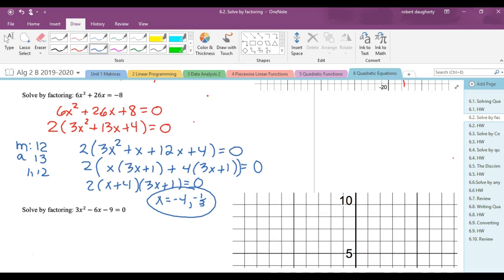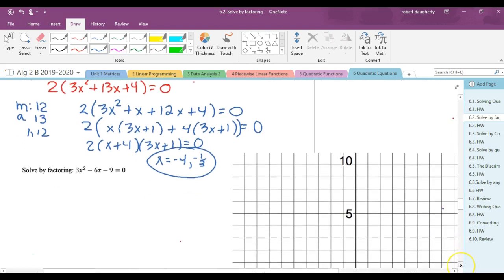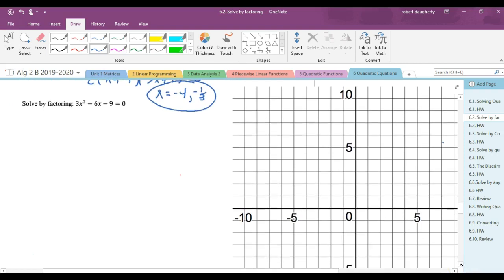Let's do the last one here. Now the last one, they all have something in common, which is a what? A 3. But I'm just going to work it like, suppose you didn't catch that. It's still going to work out. Suppose I did not factor out the 3. What happens when you multiply? I need two numbers that multiply to give me a what? -27 and add to give me a -6.